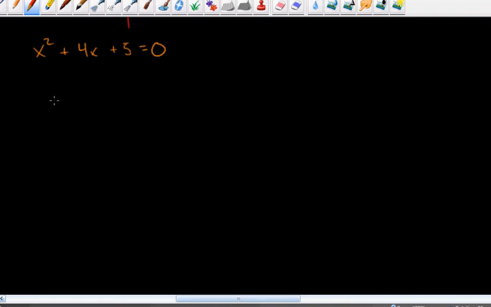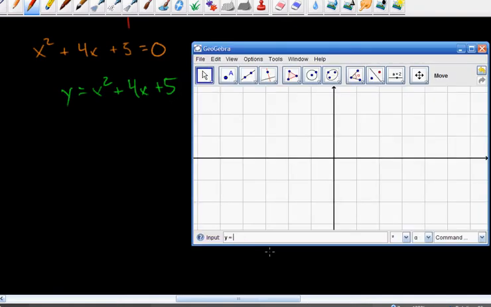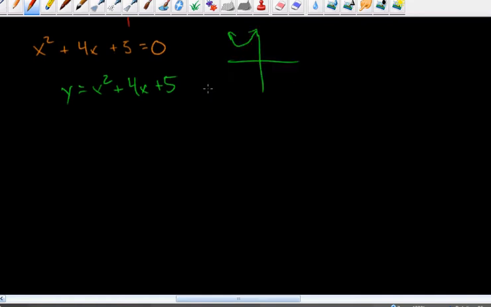The related quadratic for this equation is y equals x squared plus 4x plus 5. Type this into your calculator and graph it. Notice how the parabola never hits the x-axis? Well, since the parabola doesn't hit the x-axis, in this case we say there are no real solutions. Let's do another example.